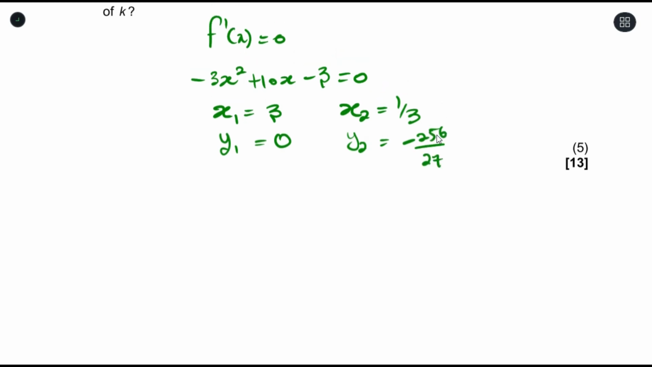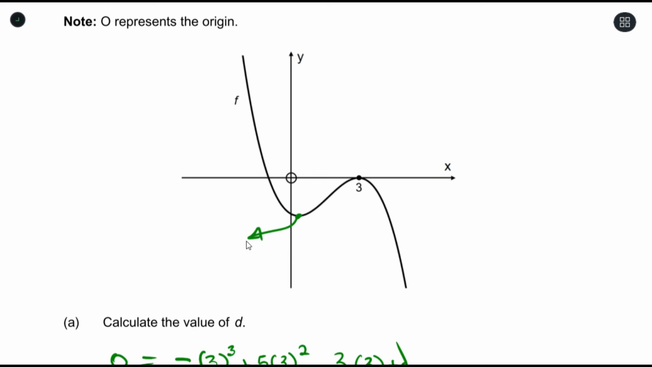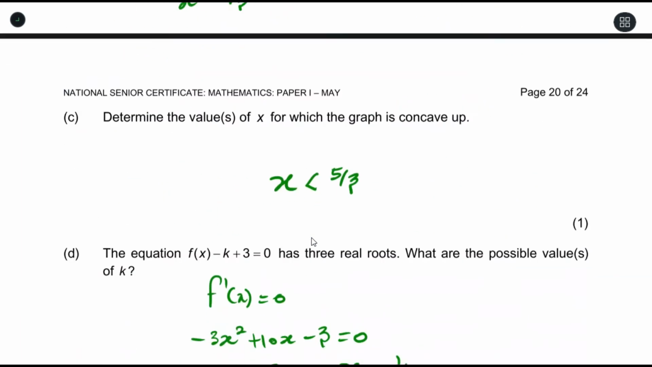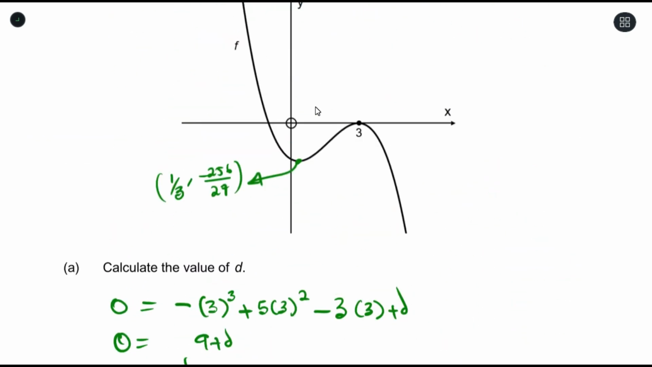Let's put this in our graph because I need to explain a couple of things on our graph up there. This is 1 over 3 and negative 256 over 27, so that's the coordinate of this turning point over here. Going back to the question one more time, it says the equation f of x minus k plus 3 equals 0 has 3 real roots. What are the possible values for k? Three real roots means that it has 3 x-intercepts. Looking at our graph here, we only have 2 x-intercepts, which is here and here.